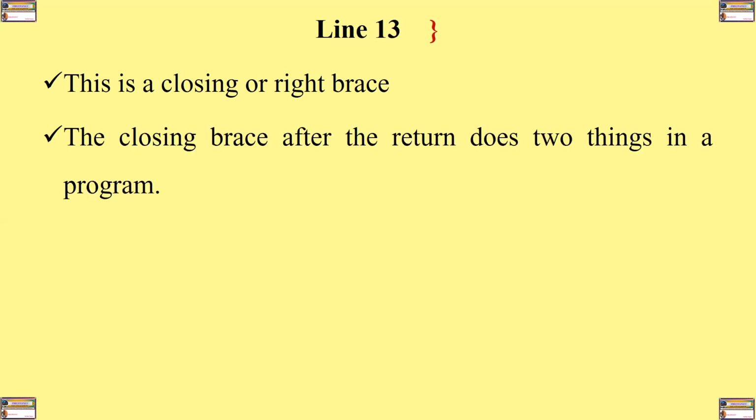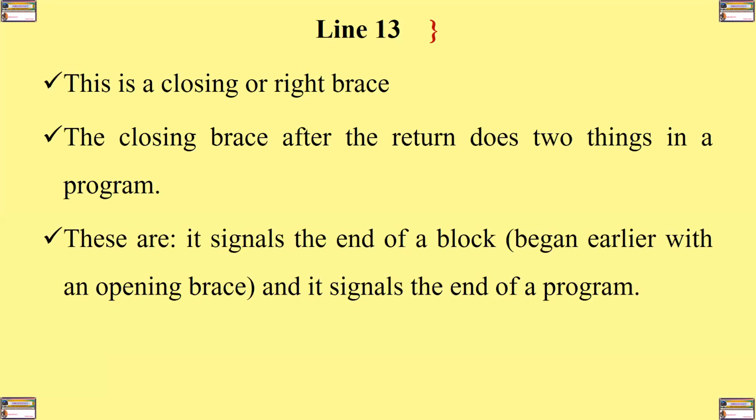The closing brace after the return does two things in a program. Number one, it signals the end of a block that has been begun earlier with an opening brace, and it signals also the end of a program. So whenever you have a function that has an opening brace, whenever you have the left brace, you must have its pair. It must always be a pair of opening brace and closing brace, or left brace and right brace.